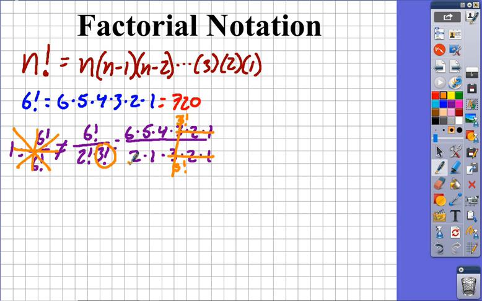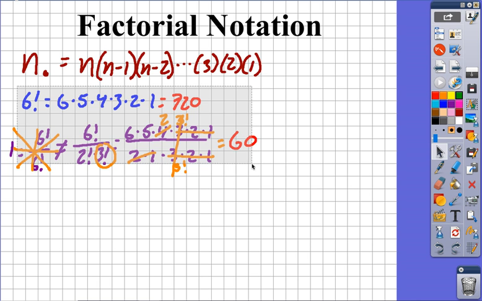Now we can reduce the 2 and the 1 with either the 4 or the 6. It doesn't matter which, you'll end up with the same answer. And so we end up with 60. Notice that 5 times 6 is 30, times 2 would be 60, or if we would reduce this, 3 times 5 is 15, and 15 times 4 would be 60. So that's how we work with the factorial notation.